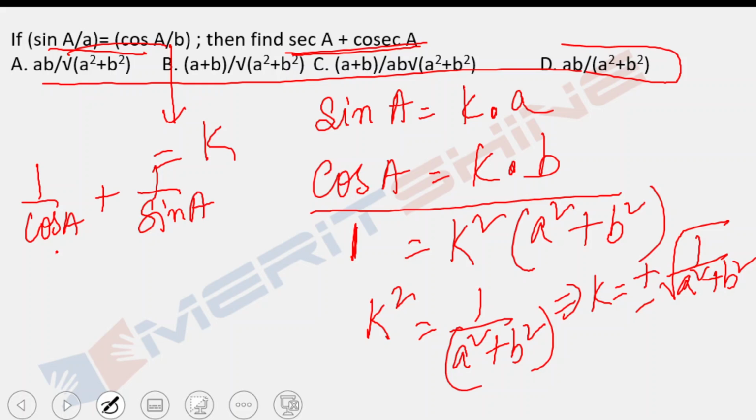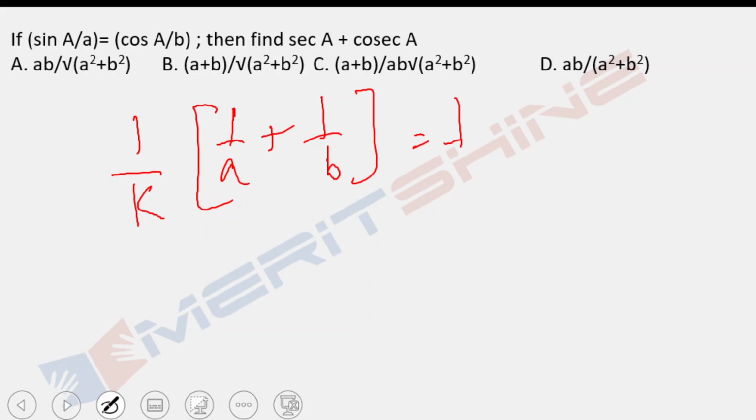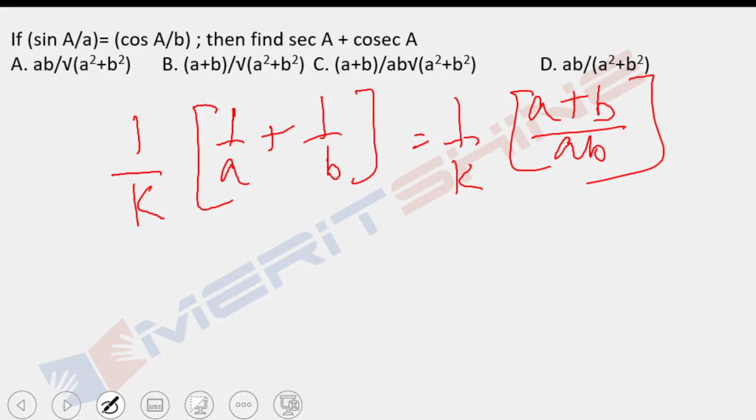I know 1 by cos A is 1 by k into b and 1 by sin A is 1 by k into a, right? So if that's the expression in front of us, I'll take 1 by k common, and I'll have 1 by a plus 1 by b, which is equal to 1 by k into (a plus b) divided by ab, right? So this is what we have. What was the value of k? You remember the value of k was plus minus root over 1 by a square plus b square.